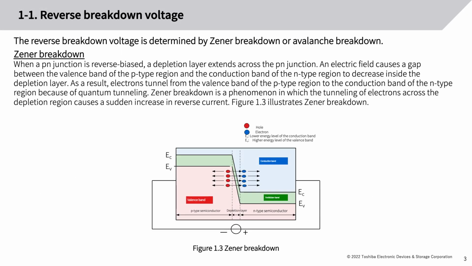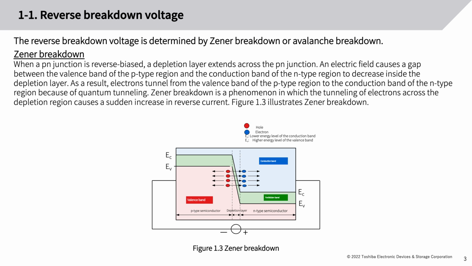Reverse breakdown voltage. The reverse breakdown voltage is determined by Zener breakdown or avalanche breakdown. Zener breakdown. When a p-n junction is reverse biased, a depletion layer extends across the p-n junction. An electric field causes a gap between the valence band of the p-type region and the conduction band of the n-type region to decrease inside the depletion layer.